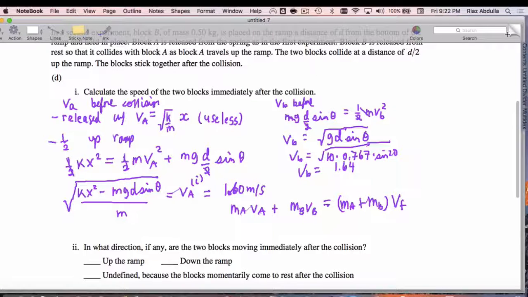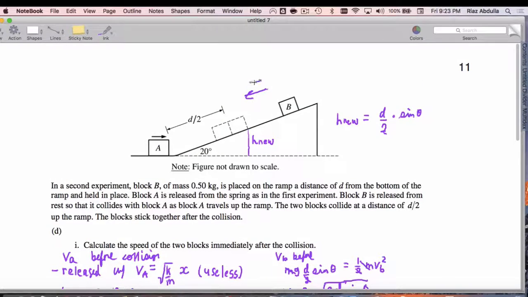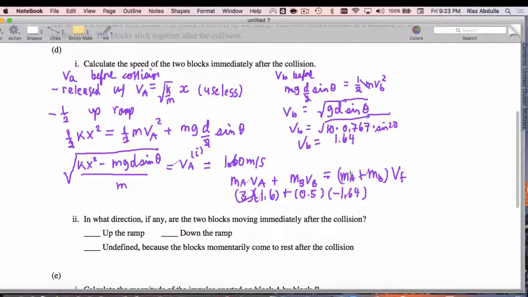So let's just make sure we've got our numbers right. MA is 3, VA is 1.6, MB is 0.5. It's going the opposite way, so let's be careful. That's negative 1.64 because it's going the opposite way as the A block is going. Direction matters. So let's be clear: B is going in the negative direction, A is going in the positive direction. We should actually label that here, just so that we're clear. Over 3.5 is V final, and that's how we're going to end up getting about 1.14.